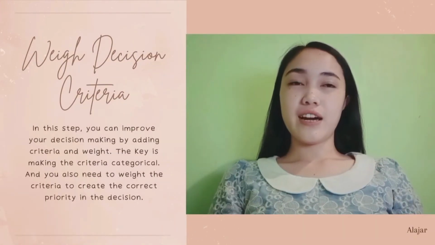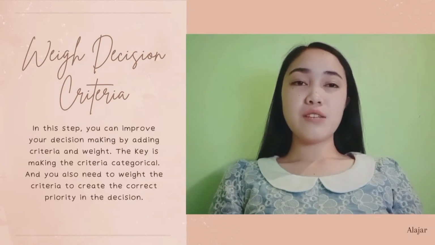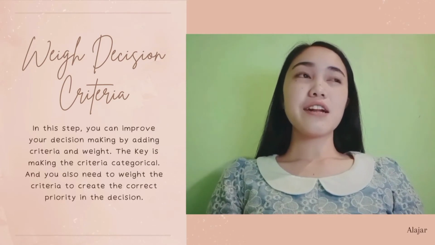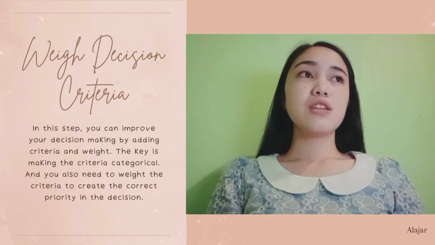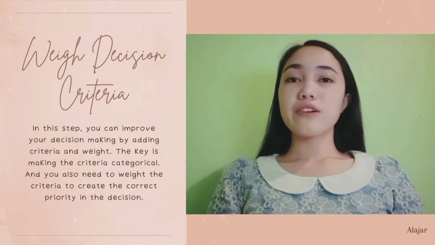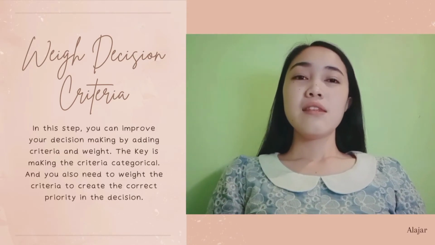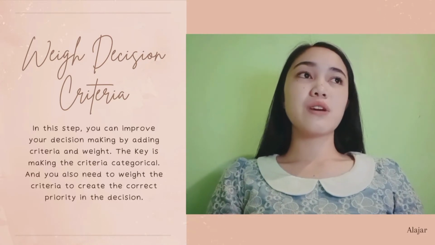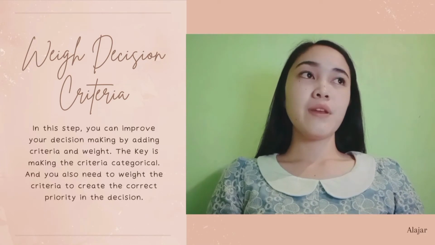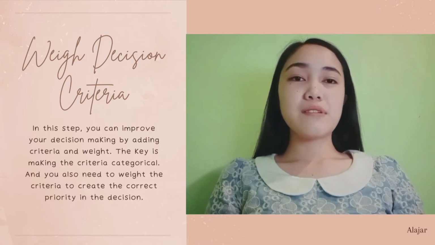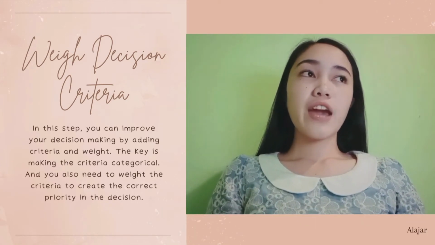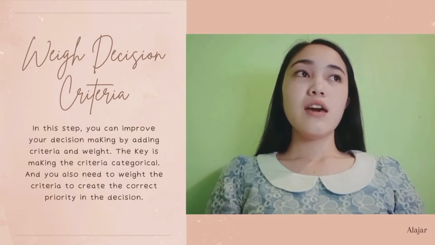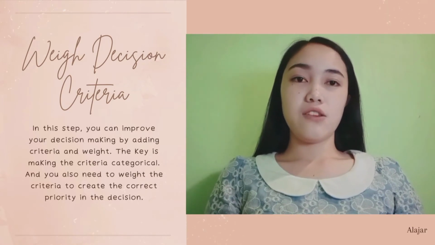Weigh decision criteria. In this step, you can improve your decision making by adding criteria and weight to it. The key is making the criteria categorical. You also need to weight the criteria to create the correct priority in the decision. This is effective for personal decision making because it forces you to get clarity on your own criteria. And it is also effective for group decision making because you create a shared set of criteria. When people know what is valued, it is easier to understand and weigh in on the decisions.